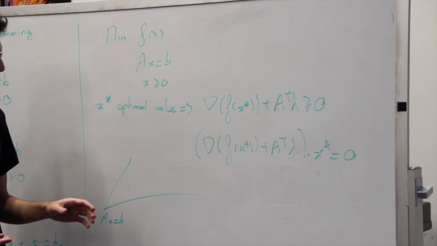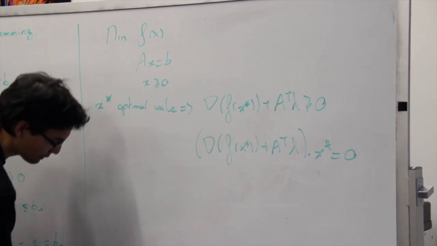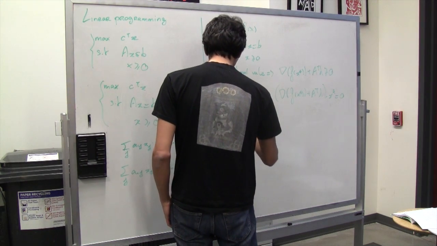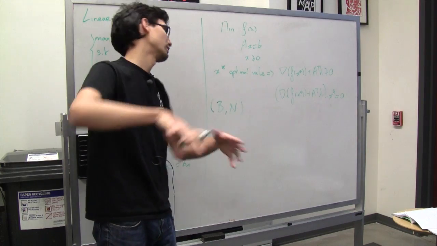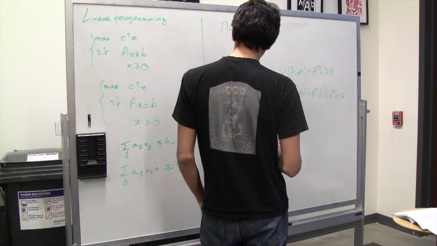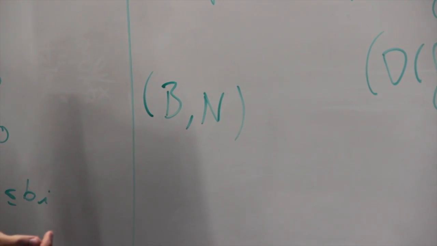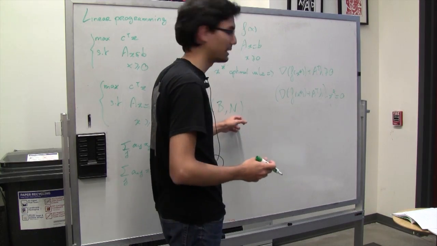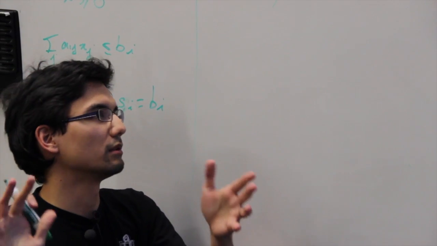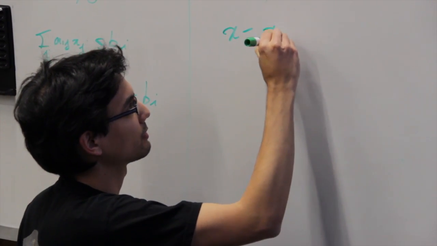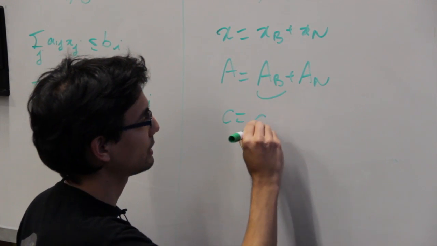If you consider this setting, you have got a basis B, and the rest is N. This is a partition of your space between the basis and the rest, such that B is a basis of your constraint. The nice thing is that the problem in fact only depends on the non-basis. It means that I really have a partition of the space into the basis and the non-basis. I can write x equals xB plus xN, A equals AB plus AN, with AB being a full rank matrix, c equals cB plus cN.